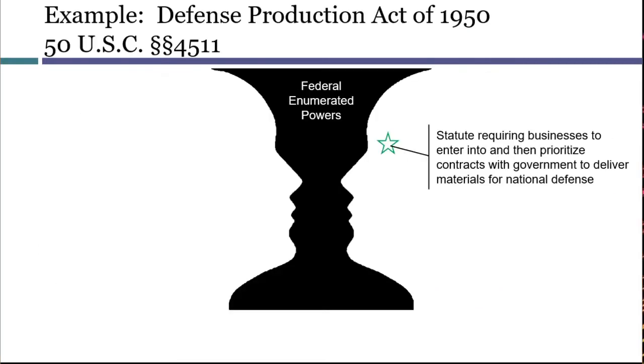The Defense Production Act of 1950 allows the federal government to order businesses to provide national defense material. For example, if your company makes weapons or ammunition or tires or medicine, the government could force you to enter into a contract to sell that product to the government, even if you would prefer not to, and then to prioritize fulfilling that contract over all your other customers.